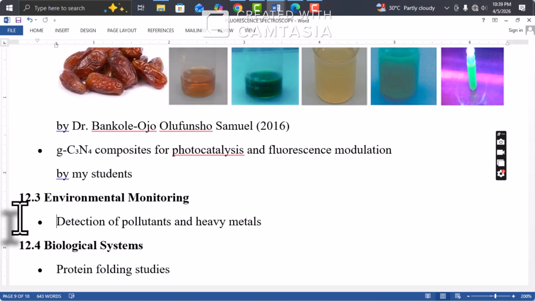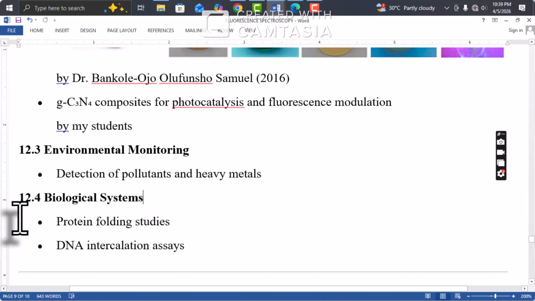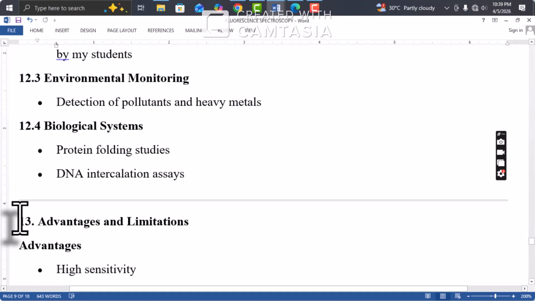Now another application is detection of pollutants. Like I said, if you have a pollutant in the environment, you can use it to know whether there's a heavy metal here that can kill, that can lead to poisoning, and all of that. So you can use fluorescent chemicals for that. Then even in biological systems, you can use it to study protein folding. It is used in DNA intercalation assays. So that's the biological system.